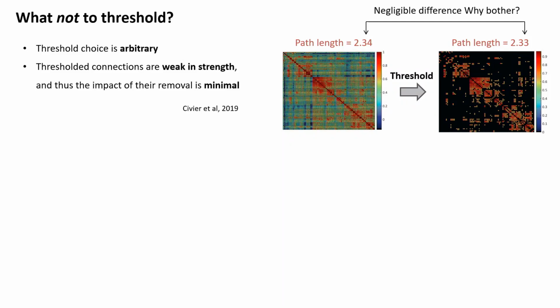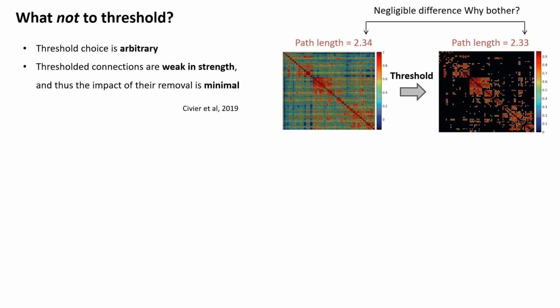But of course, on the flip side, there are many reasons not to threshold a connectome. First and foremost, the thresholds that we use are typically arbitrary, right? We don't have a ground truth understanding of what the connection density is of a brain network. Is it 1%? Is it 10%? Is it 20%? We don't know. So the threshold that we choose is typically arbitrary.